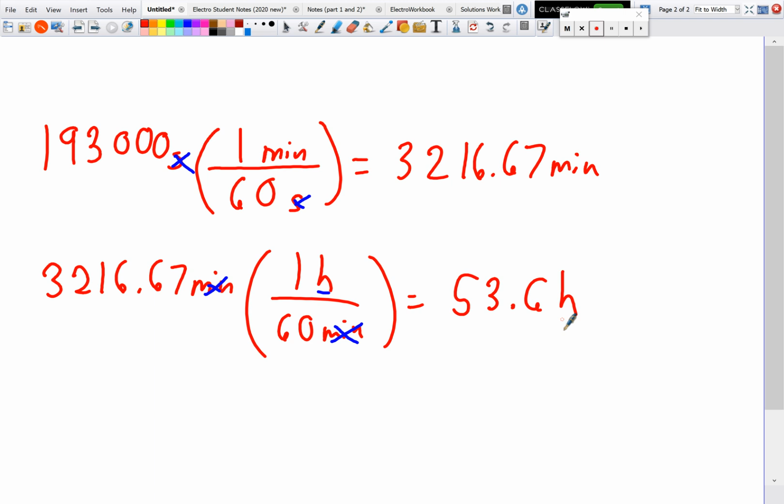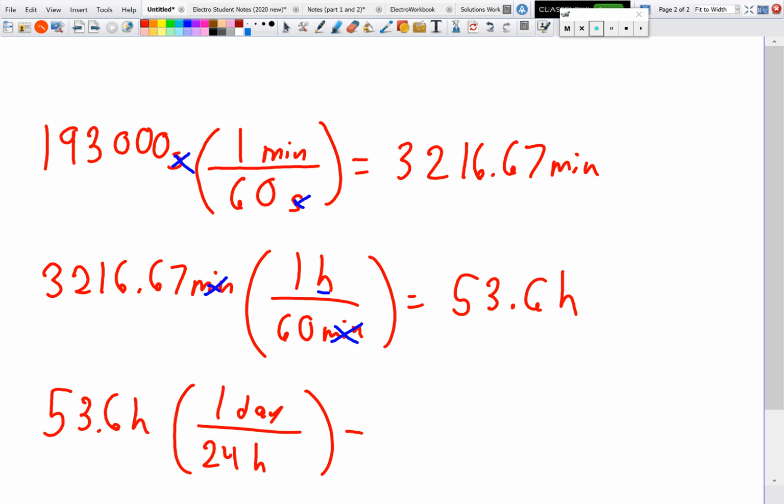You can even break this down further and go into days if you want. So for example, how we do that, we get 53.6 hours. We know that in every 1 day there are 24 hours. So of course when we do this, we get an answer of 2.23 days. So basically any of these answers will be acceptable for that one right here, just because the question doesn't say what is the time in minutes, hours, seconds, or days.